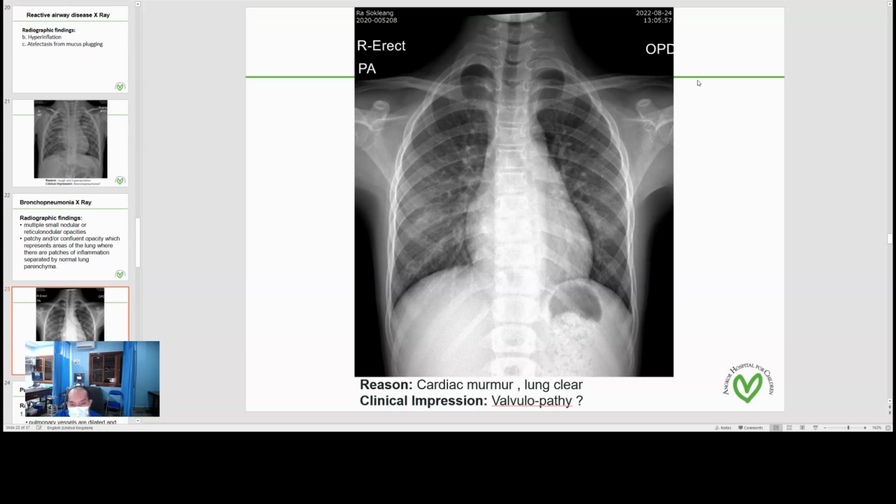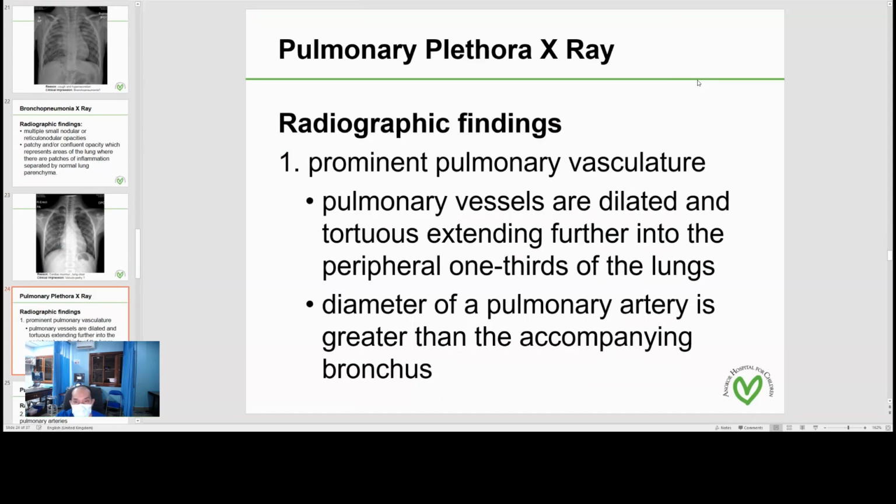But in the lungs, we can see increased lung markings, and we can see the vessels widened out, and the diameter is larger than the adjacent bronchi. So this more likely indicates overload of fluid in the lung in case of cardiac abnormality. This is what we call pulmonary plethora.